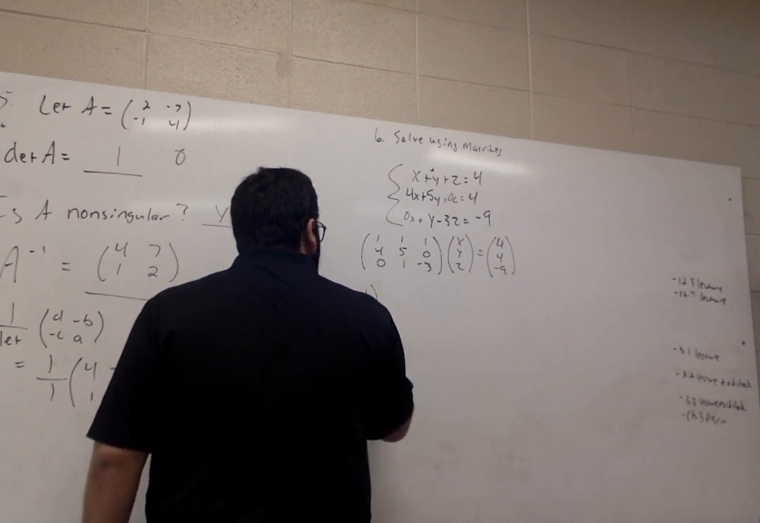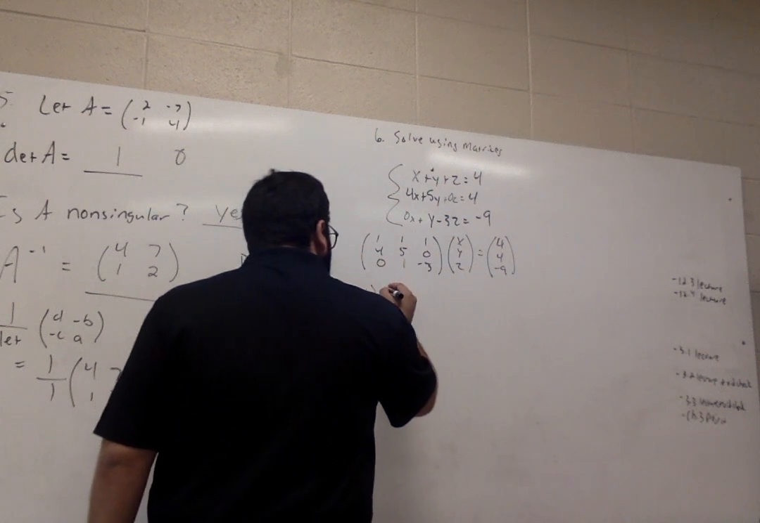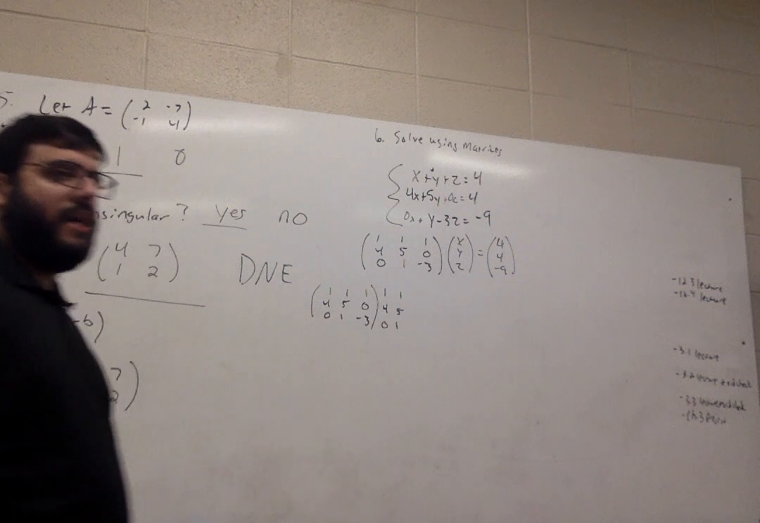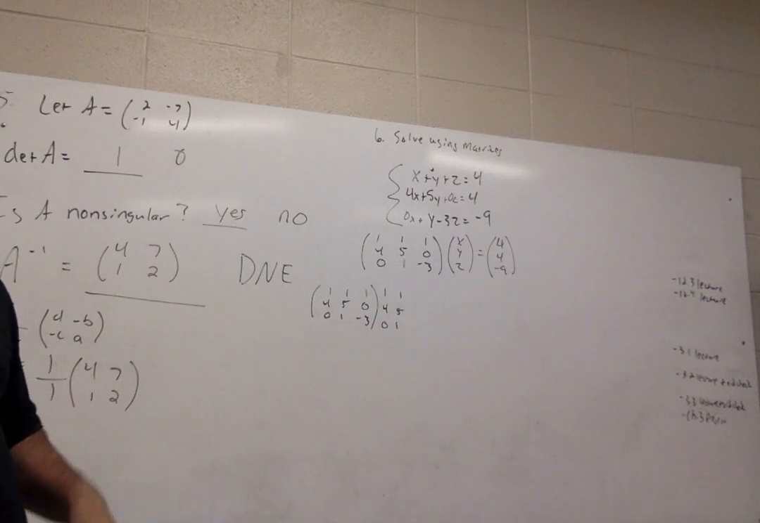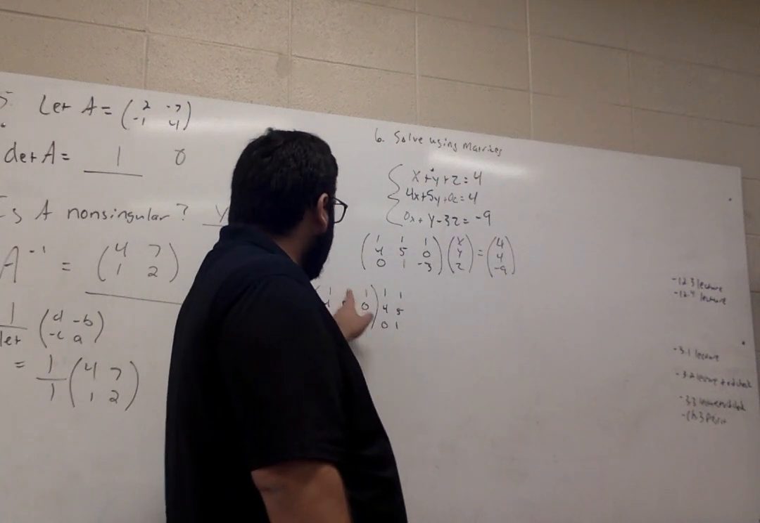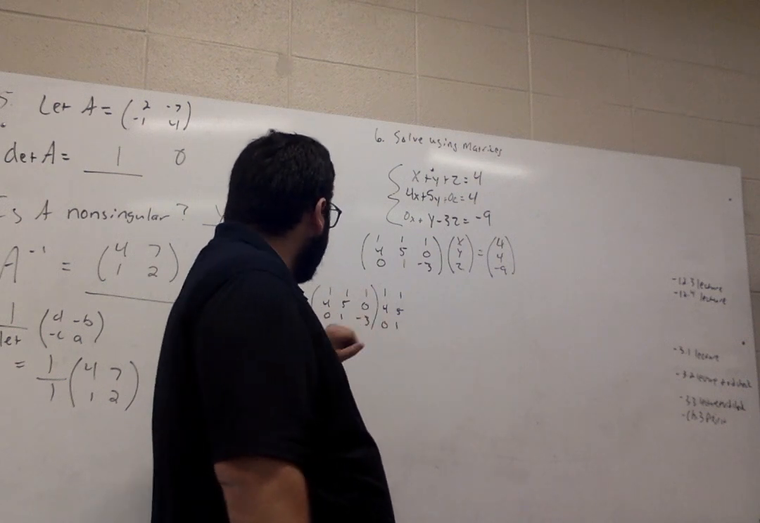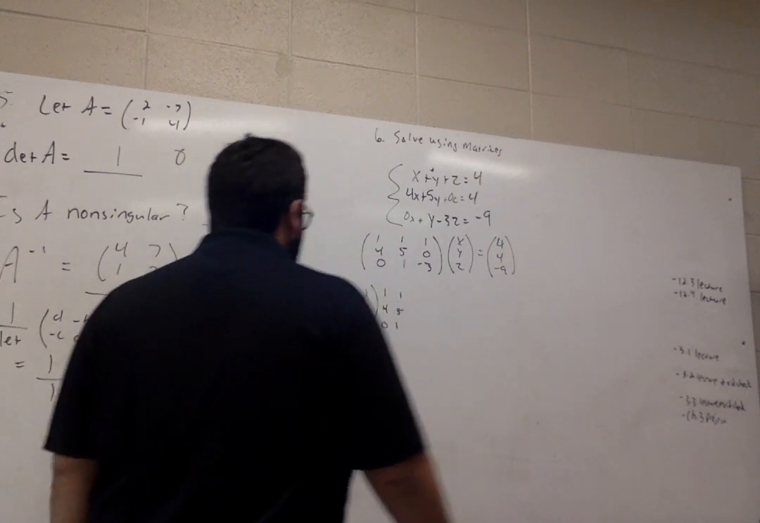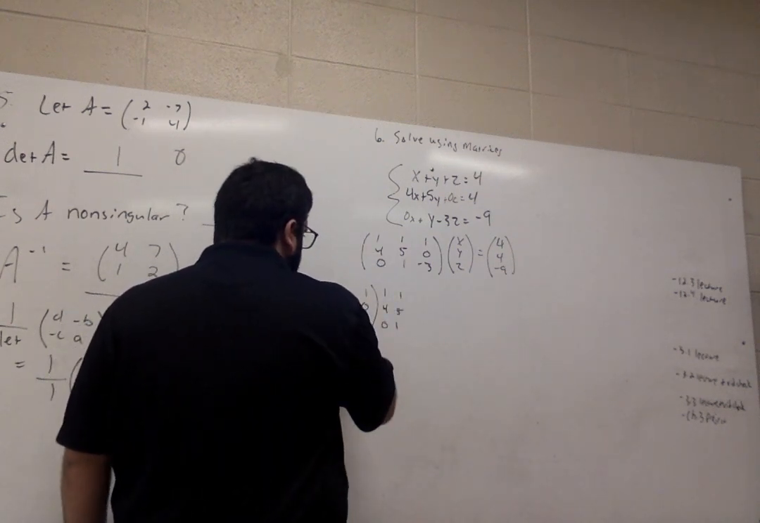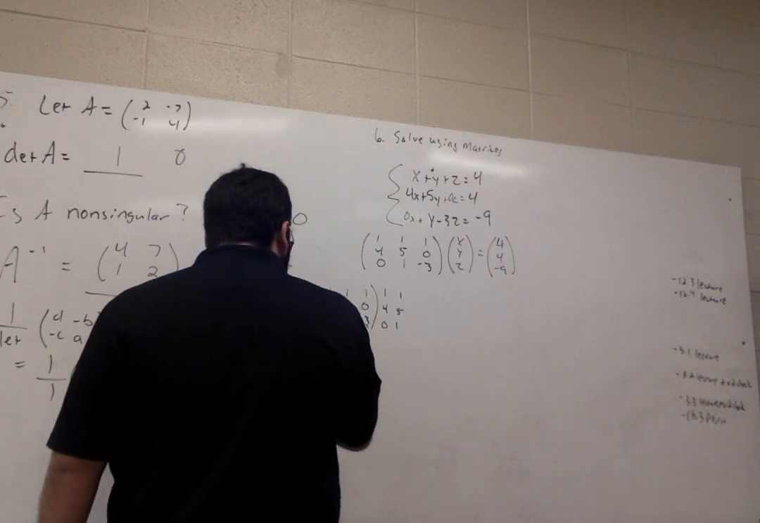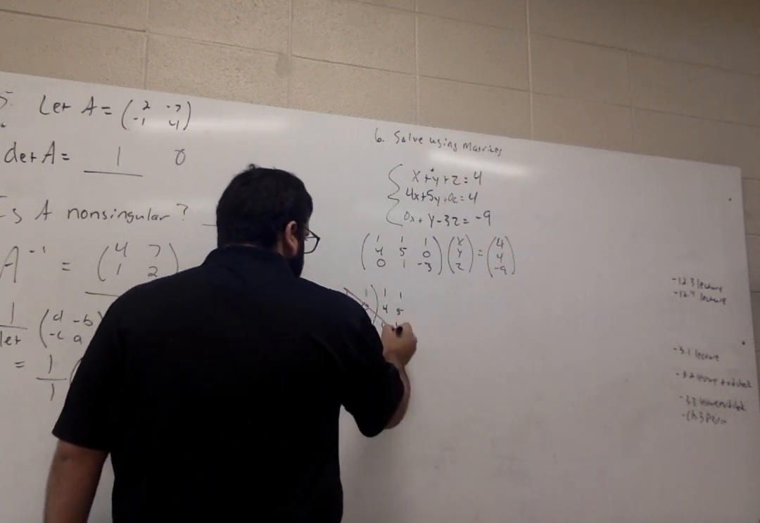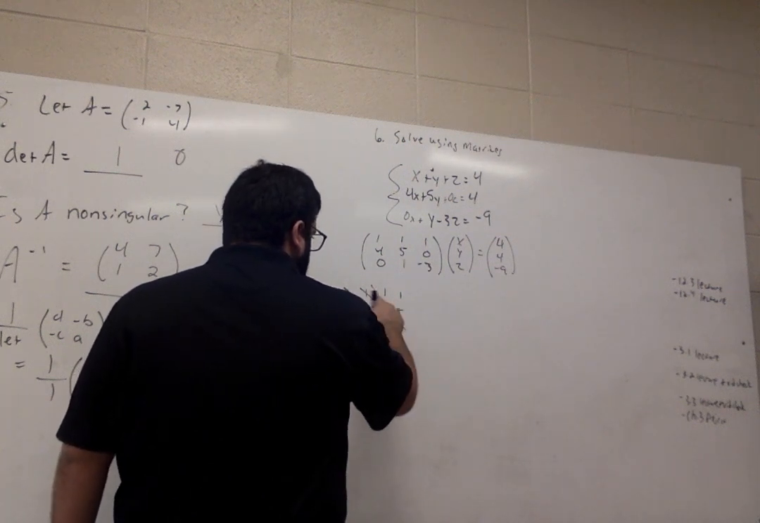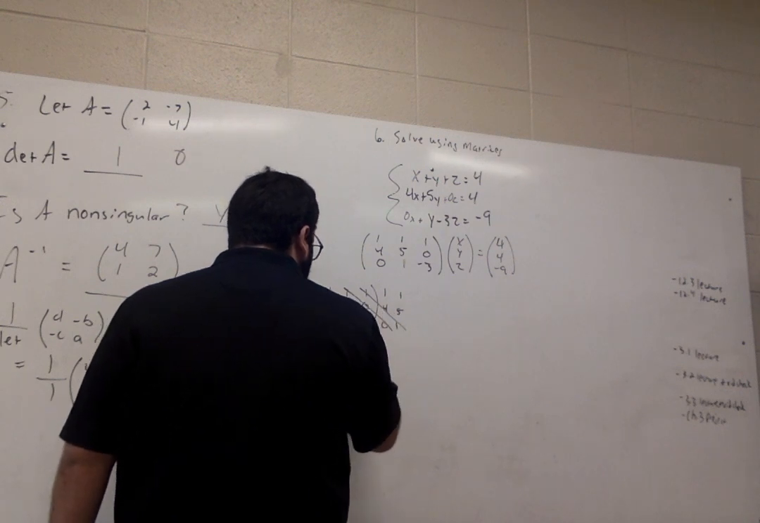What you want to do is copy the first 2 columns on the side here. Then we'll do our cross multiplication. This product plus this product plus this product minus this product plus this product plus this product. So 1 times 5 is 5. 5 times negative 3 is negative 15. 1 times 0 times 0 is 0. 1 times 4 is 4, and 4 times 1 is also 4.